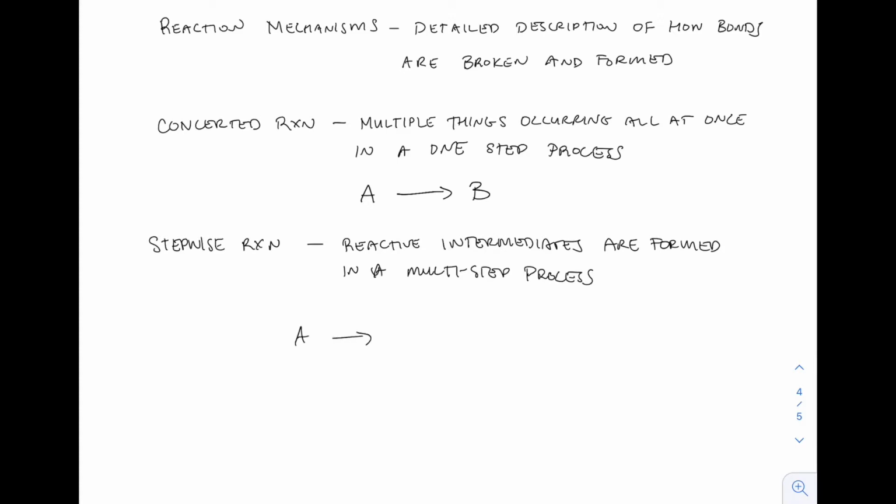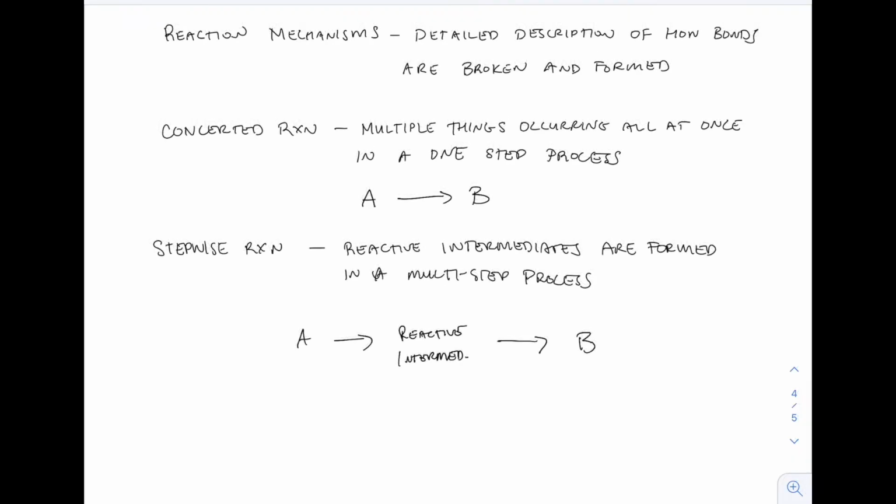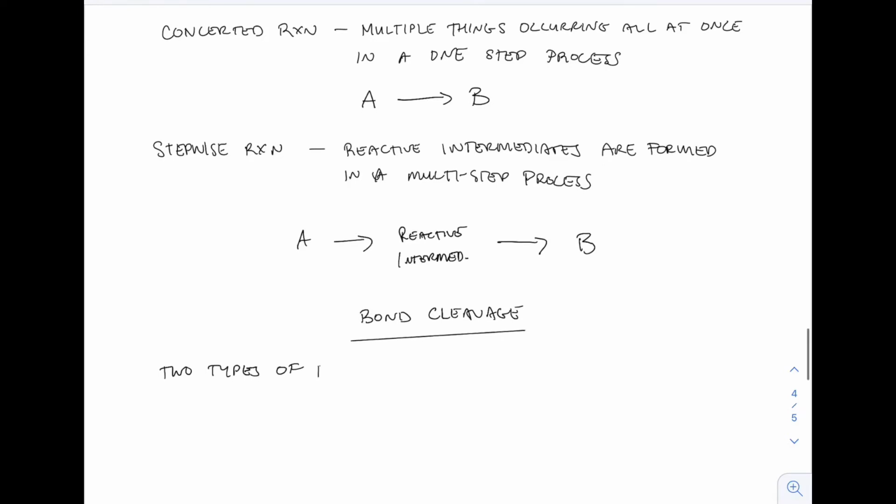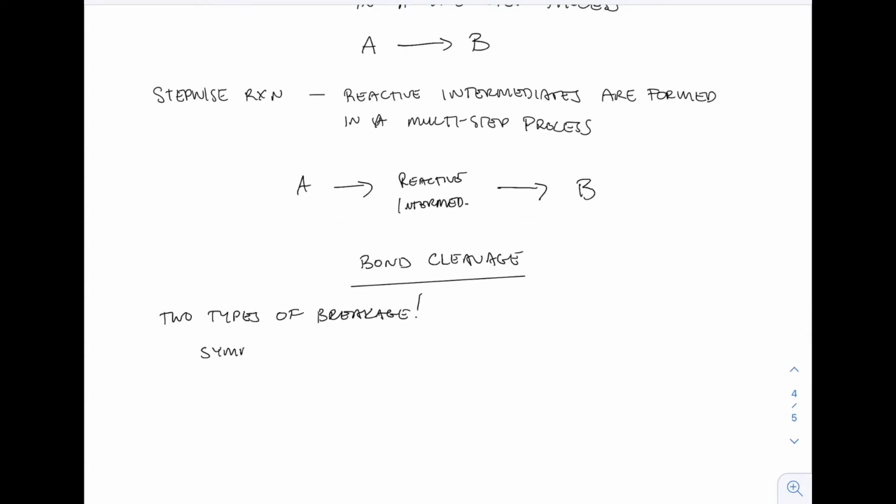A stepwise reaction is when we have reactive intermediates and we are forming the product in a multi-step process. So A goes to some reactive intermediate, which is short-lived, and then that becomes B eventually. So it's important, again, that we are aware of these definitions of concerted reaction and stepwise reaction, okay? So for bond cleavage, when we talk about bond cleavage, there are two types. That's going to be homolytic cleavage and heterolytic cleavage, okay?